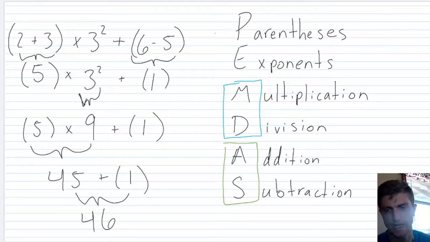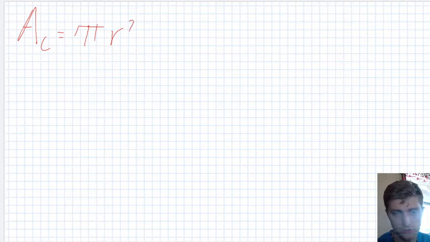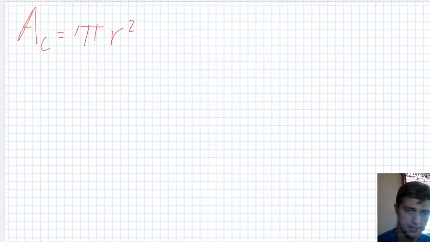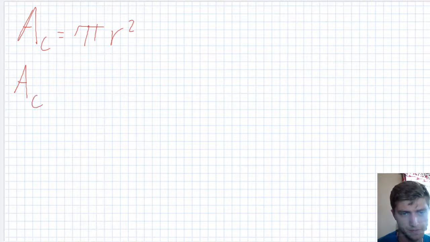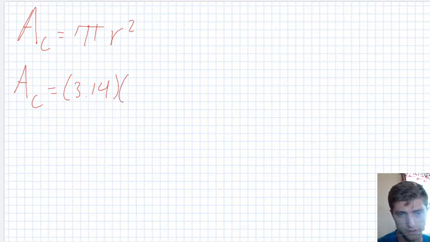Let's learn the area now. So, area of a circle equals pi r squared. So, let's take the circle we were already working with. Its radius was 3, so let's do substitution. Pi equals 3.14. Our radius equals 3 units, and we're going to square it.